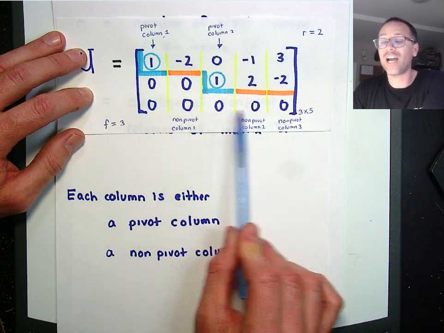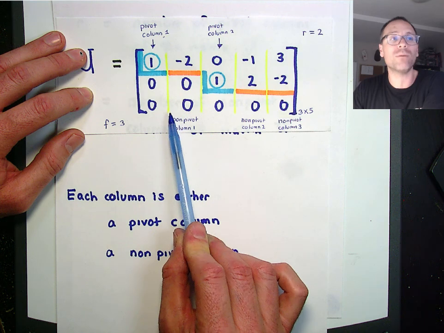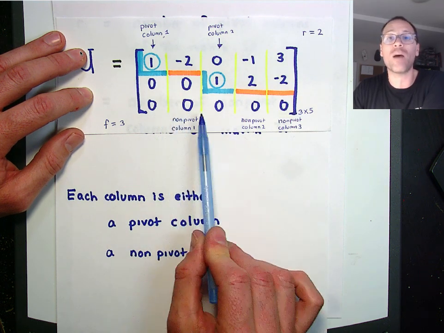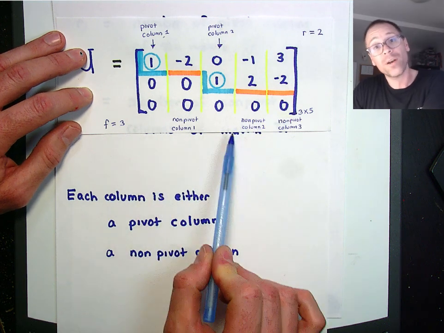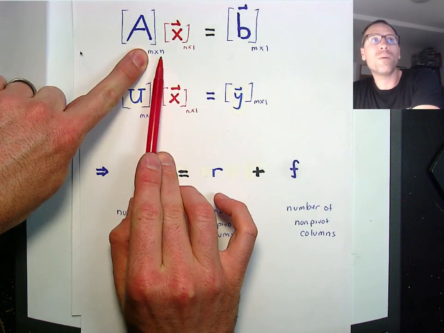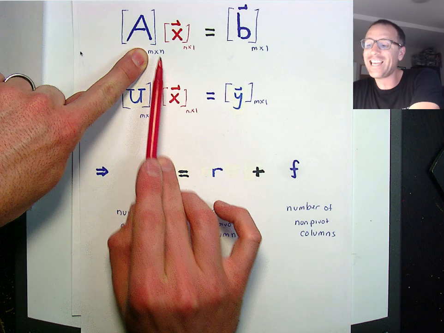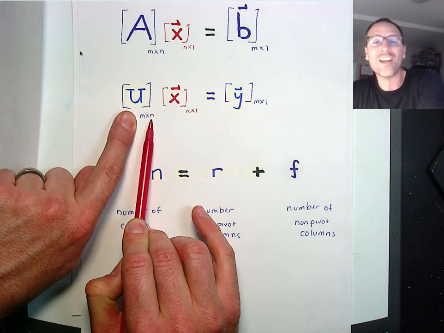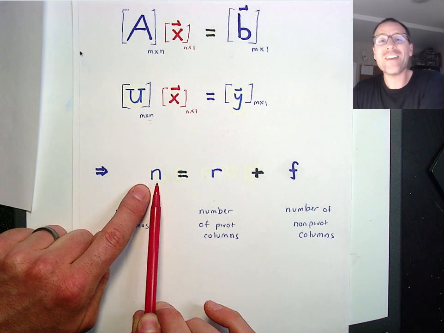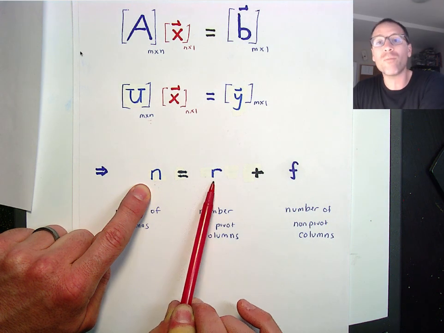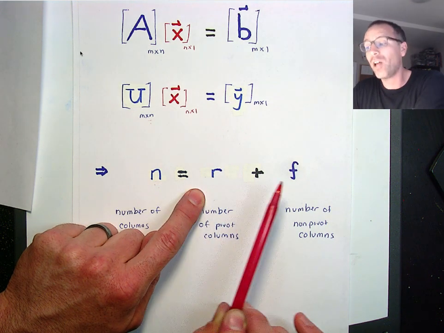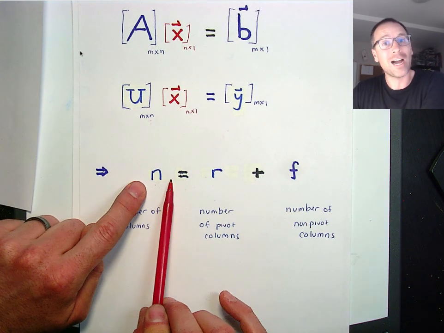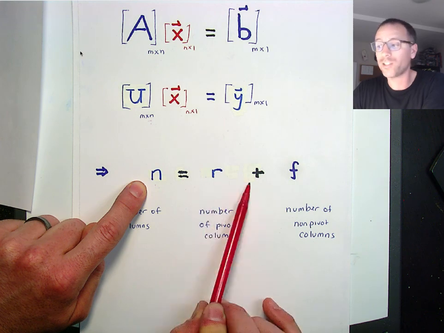Each column of the entire matrix is either a pivot column, exclusive, or a non-pivot column. It can't be both a pivot or non-pivot. It's either pivot or non-pivot. Since the number of columns of our original matrix A equals the number of columns of our special form matrix U in rref, we know that the number of columns has to be equal to the number of pivot columns plus the number of non-pivot columns. In standard mathematics, that means 5 equals 2 plus 3.